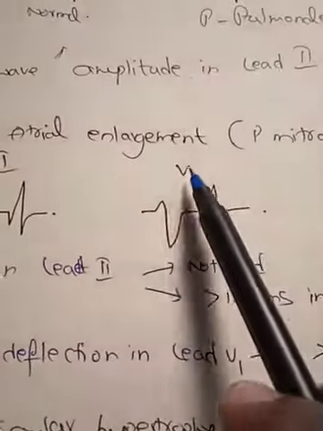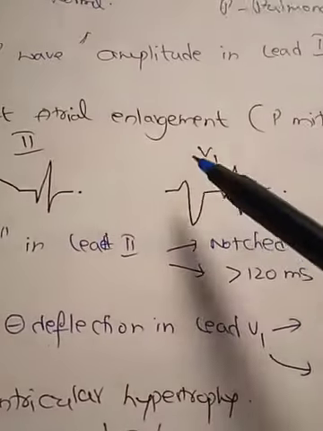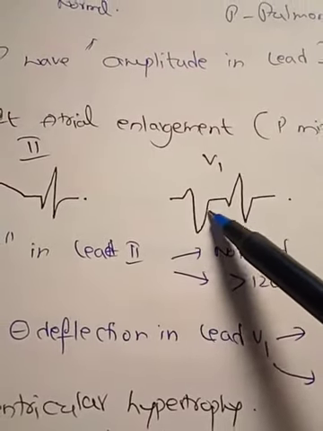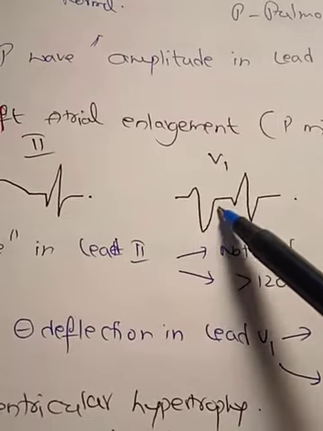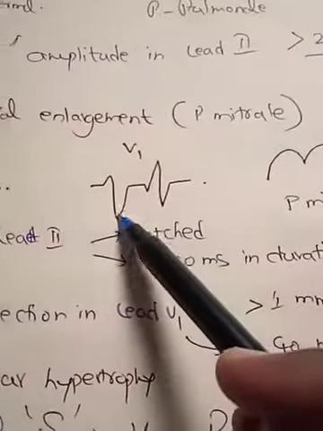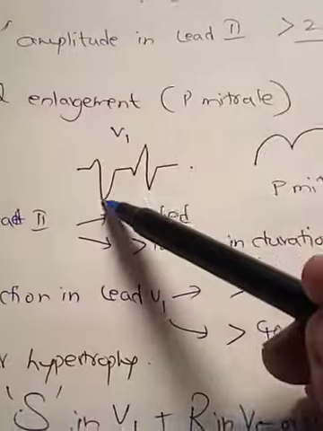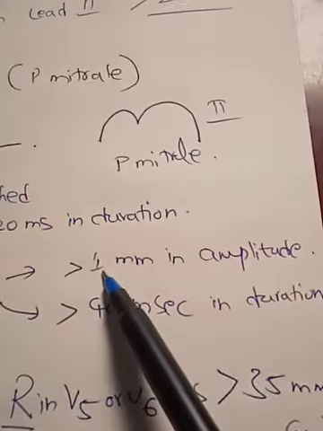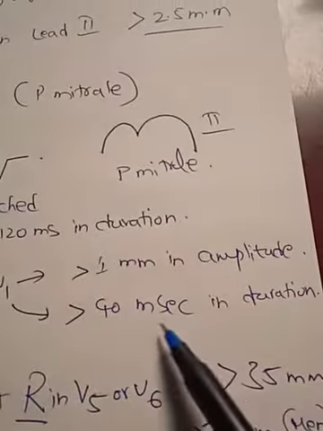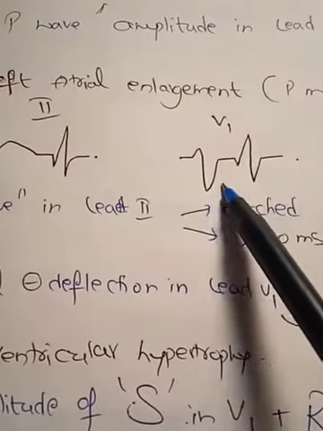Whereas in the case of lead V1, if there is left atrial enlargement, then the P wave will show a biphasic wave, and the negative part of the deflection of the biphasic wave, this is QRS, this is the P wave. The negative limb typically becomes very deep. It is more than 1 millimeter in amplitude and more than 40 milliseconds in duration, the negative deflection.